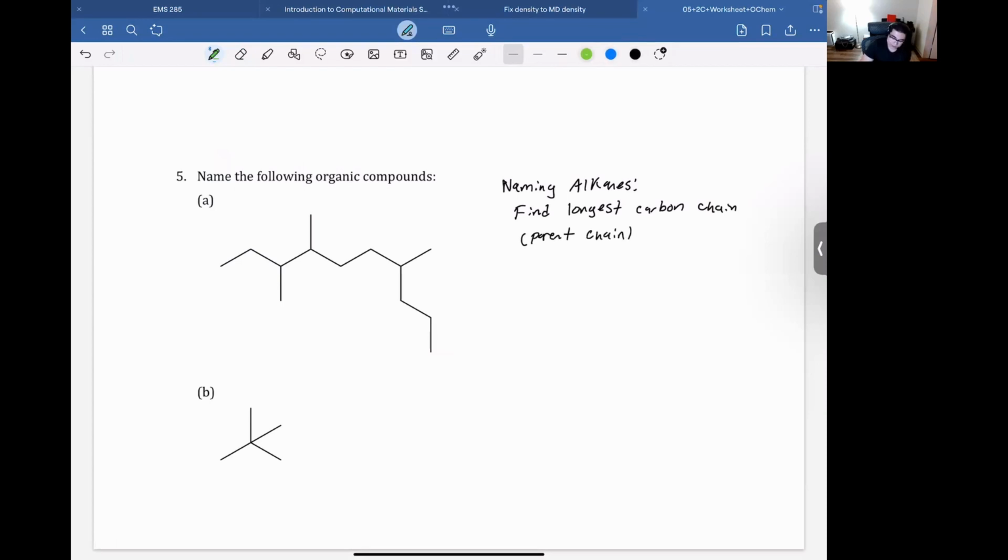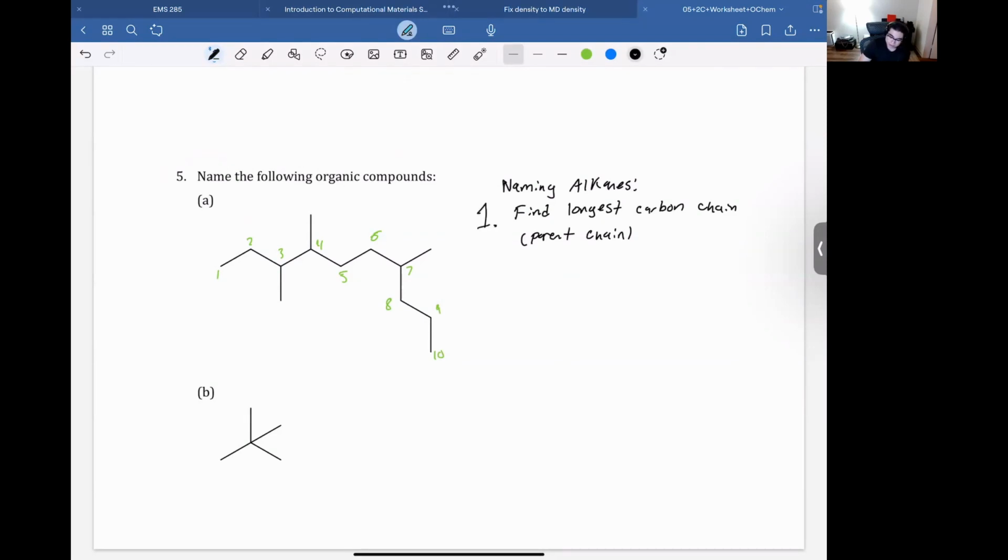So when you're counting these, I'm going to start from left to right. 1, 2, 3, 4. That's clearly not the longest chain, right? I could keep going. So that's not going to be the longest chain. 4, 5. That's also clearly not the longest chain. If I want to find the longest chain, I'm going to keep on going all the way to the bottom. 9, 10. So this is the longest parent chain.